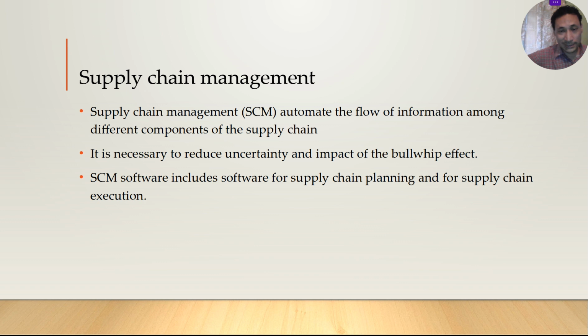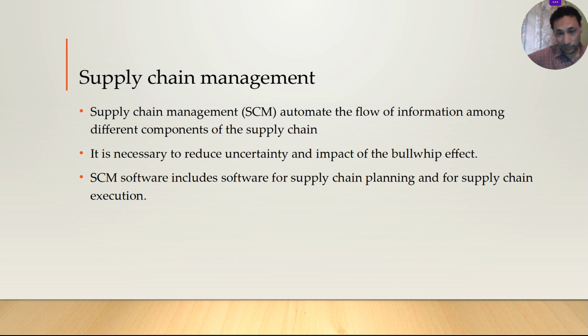It is necessary to reduce uncertainty and the impact of the bullwhip effect. In the supply chain, if a proper information system is not maintained, then the data, when transmitted from one source to another, can get distorted. That means distortion of the information as it passes from one system to another system, or one component to another component, is called the bullwhip effect. But in the case of a supply chain management system, there will be a centralized database, and whatever data is stored will be seen by all the components of the supply chain. So there is very little possibility of a mismatch of the data.